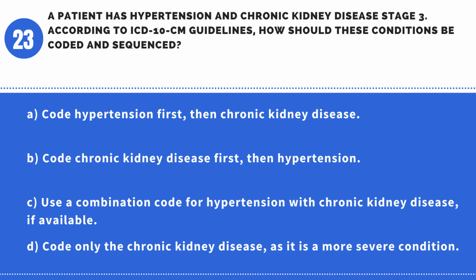Question 23. A patient has hypertension and chronic kidney disease stage 3. According to ICD-10-CM guidelines, how should these conditions be coded and sequenced? A. Code hypertension first, then chronic kidney disease. B. Code chronic kidney disease first, then hypertension. C. Use a combination code for hypertension with chronic kidney disease, if available. D. Code only the chronic kidney disease, as it is a more severe condition.